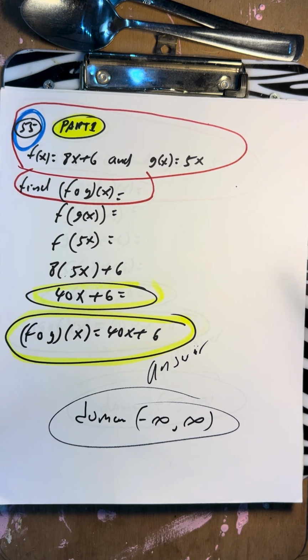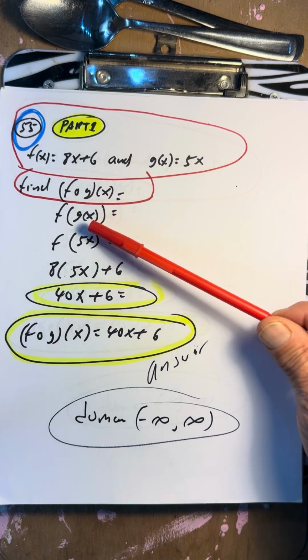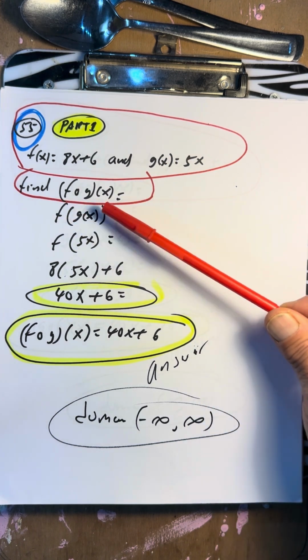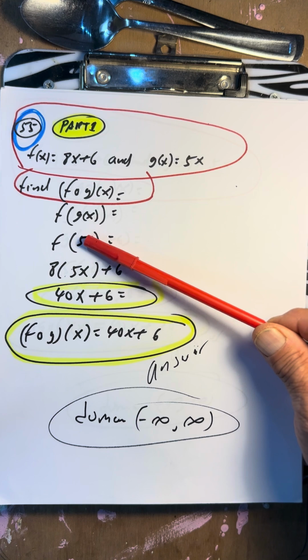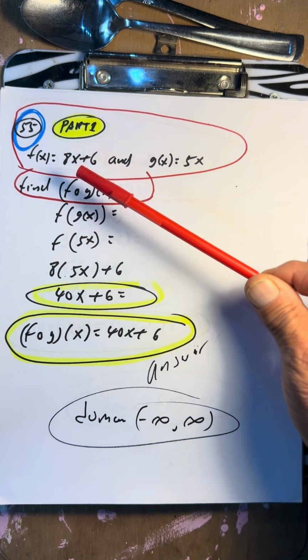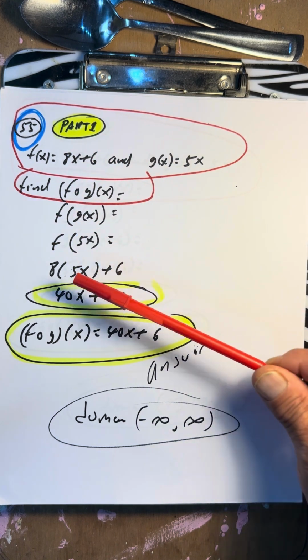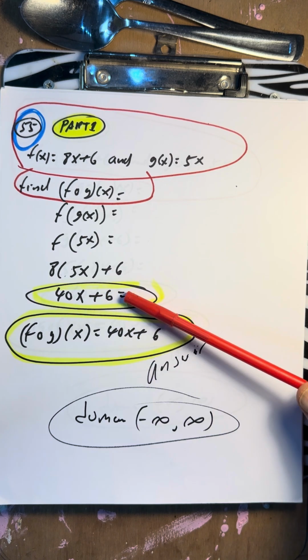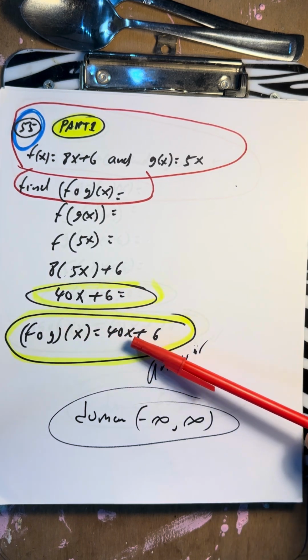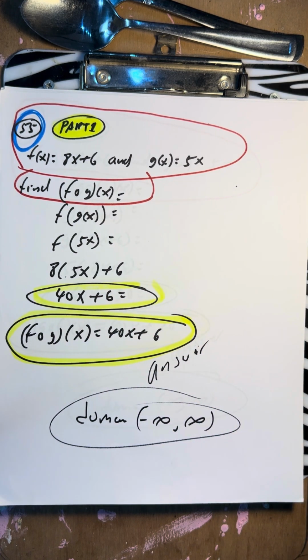f of x, g of x, find f circle g of x. F composite g of x. F of g of x means g of x is this right here, 5x, put it in there. And if you put this in the other function right here, it's going to be 8 times 5x plus 6. That's going to be 40x plus 6. That's the answer right there. So f circle g of x is 40x plus 6. Domain is -infinity to infinity.